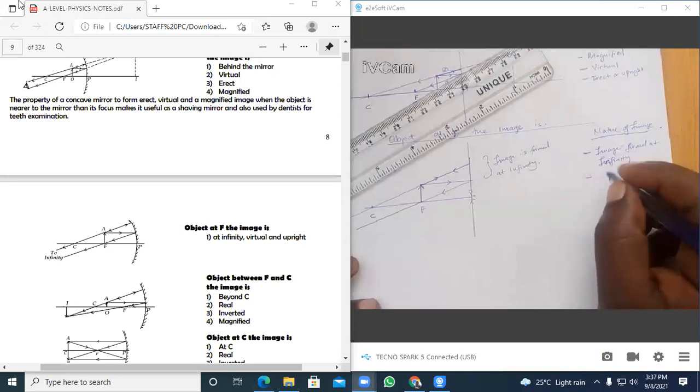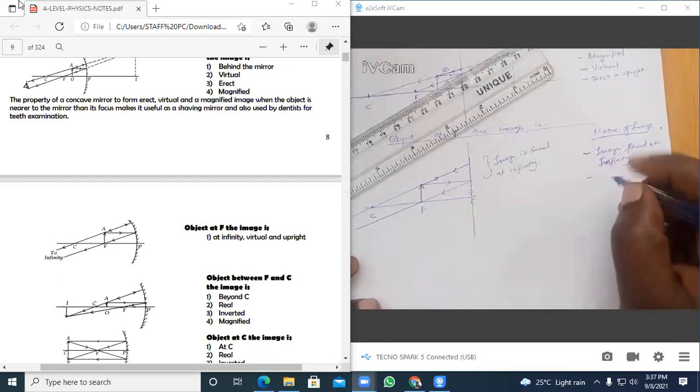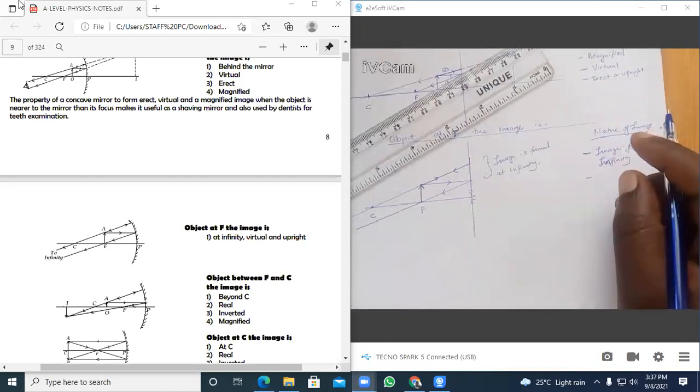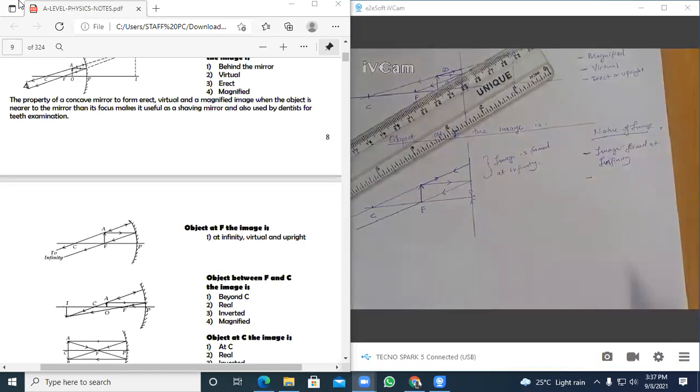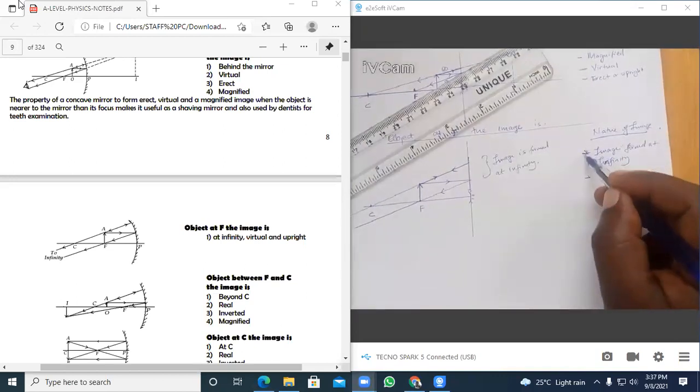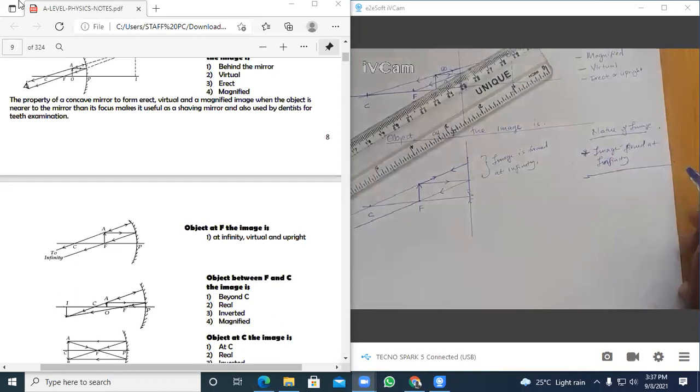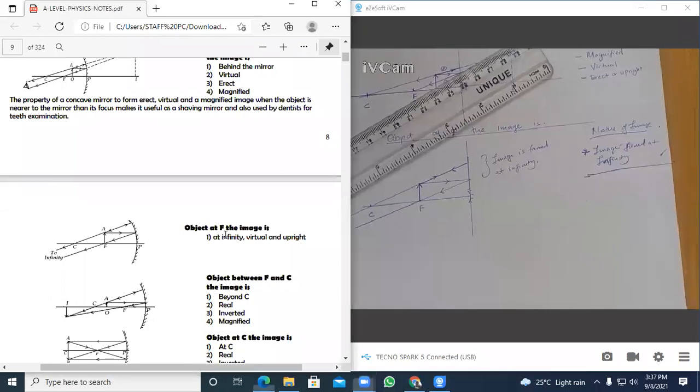Then the other thing is that the image is virtual, but now we don't know the nature of that image. So we are going to just write only this. We don't know whether the image is upright or virtual. So that is the only thing that you have to note down. It's only formed at infinity. Sometimes I have these notes, but we have to go through them and then you get to know what is right.